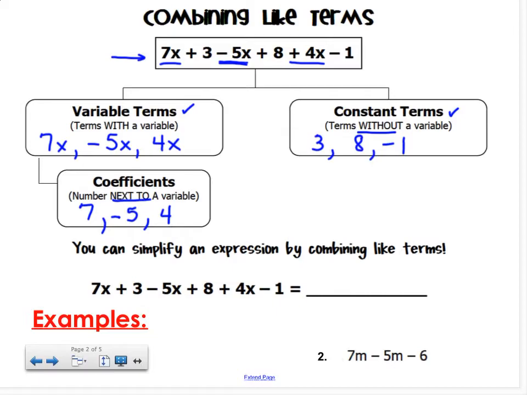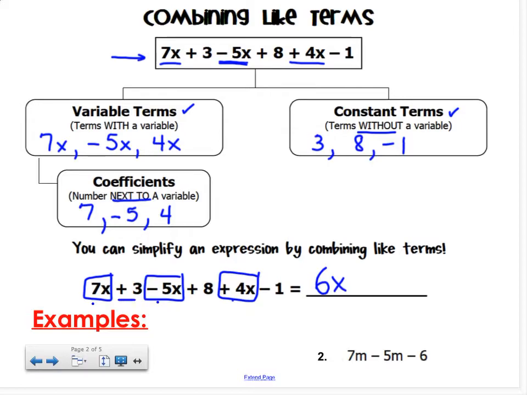So let's look at simplifying the expression by combining like terms. That means we'll take the variable terms that have the same exact variable and combine them by adding up all of the coefficients. So in this example, 7x, negative 5x, and positive 4x will all be combined by adding together the coefficients. So 7 plus negative 5 is 2, plus 4 is 6. So that'll give us 6x. Again, we're just combining the coefficients of those variable terms.